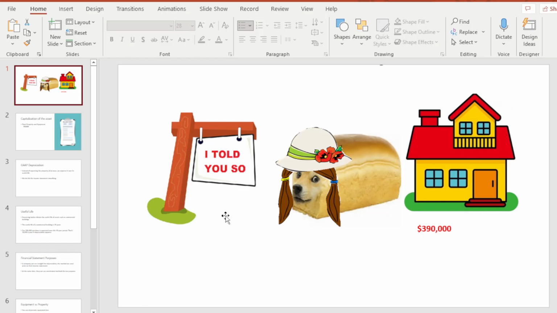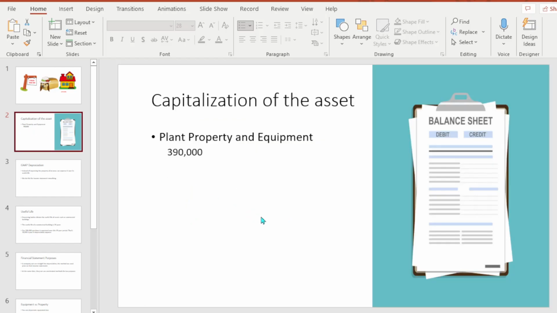So let's say in this example right here, I am purchasing a building, and let's say that this is going to be a commercial property. Let's say I purchased this with $390,000 of cash. So what's going to happen on my financial statements? So I'm going to do something called capitalizing the asset. So what this essentially means is that this $390,000 gets moved onto my balance sheet.